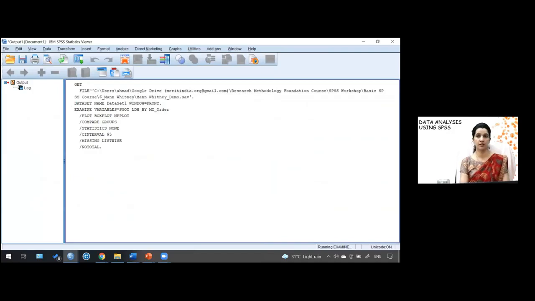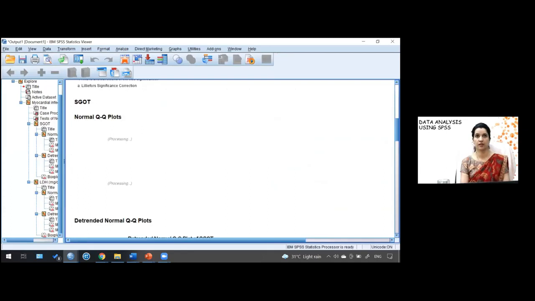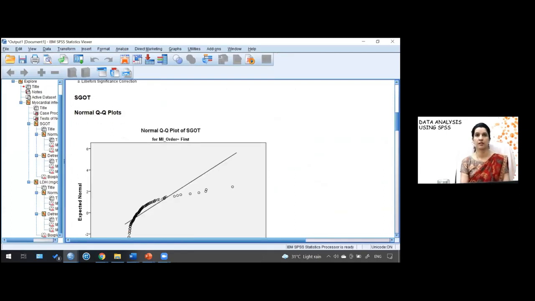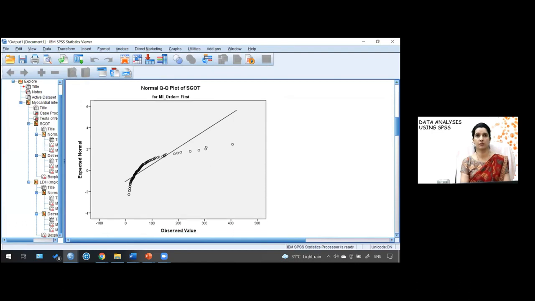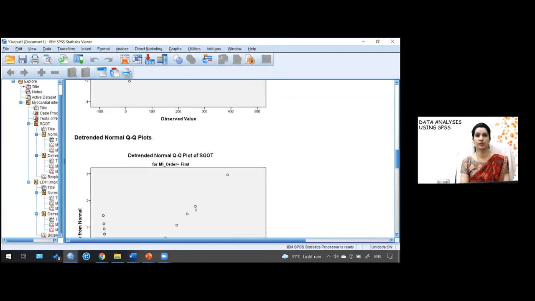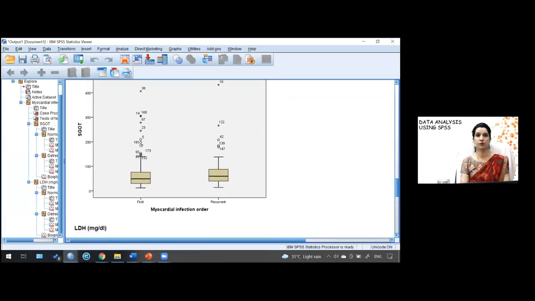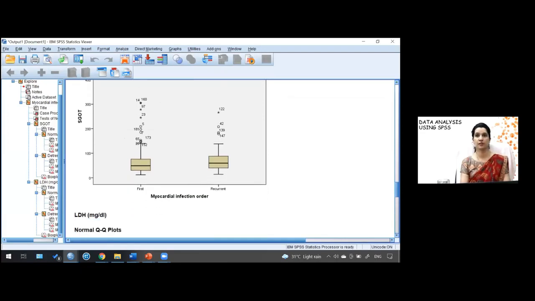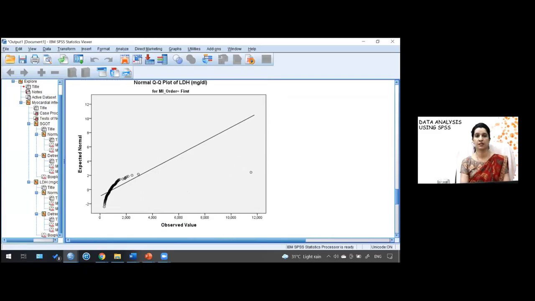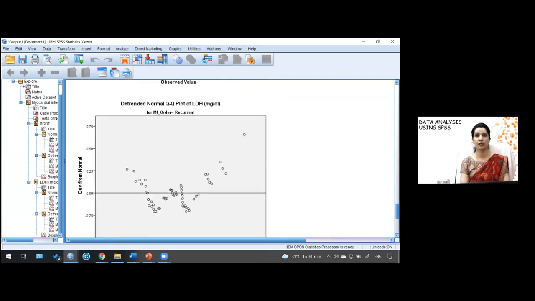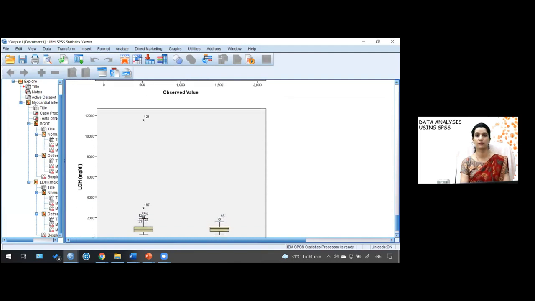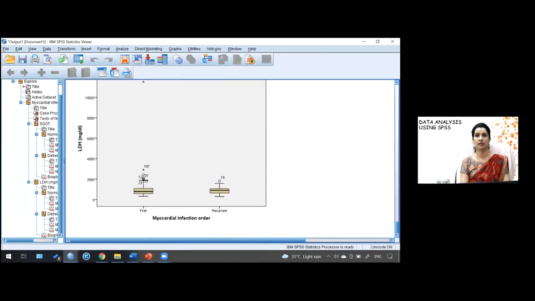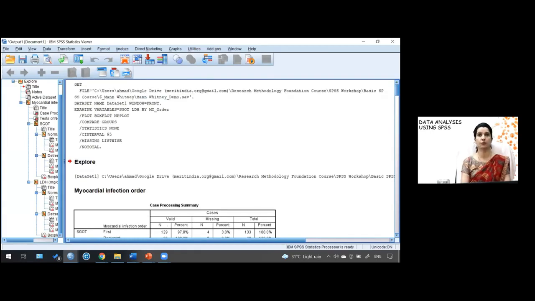Wait for the result. In the result, you can see the QQ plot of SGOT, which we have seen earlier also. So there is a skew. And again, if you see the QQ plot, there are many outliers. If you see the QQ plot of LDH, you can see it is also a skewed one, and this is also a skewed one. And if you see the box plot, again outliers are there. So in this case, I have decided to go for a non-parametric test.